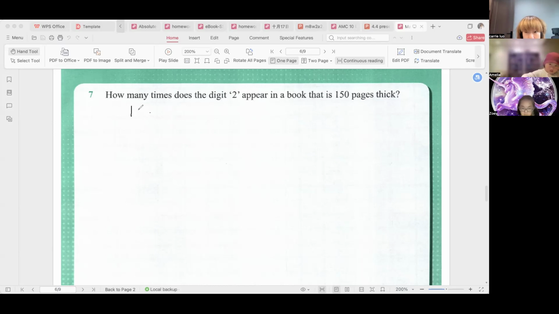So let's take a look at this one. So 1 to 9, how many digit 2s are there? 10 to 99, how many digit 2s are there? And 100 to 150. Okay, so just step by step.